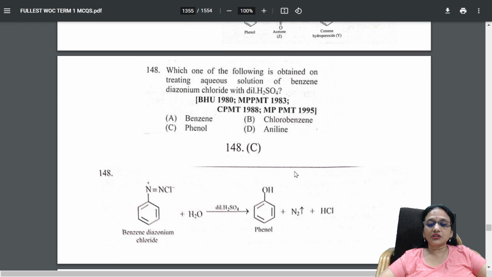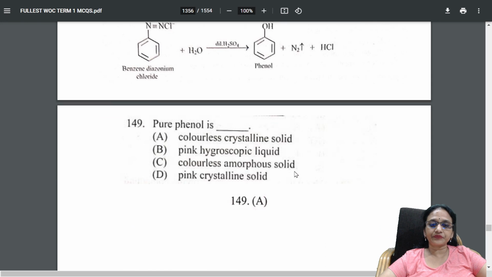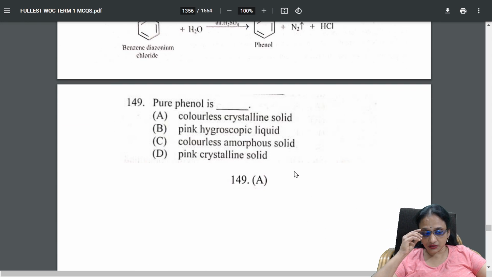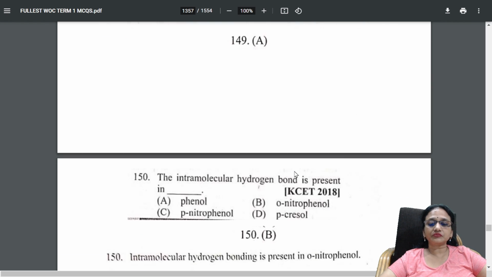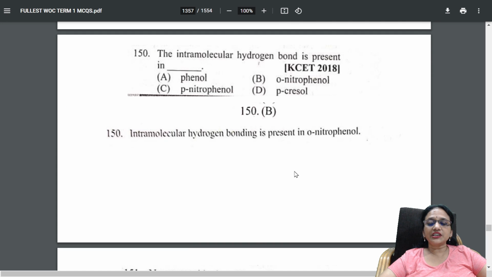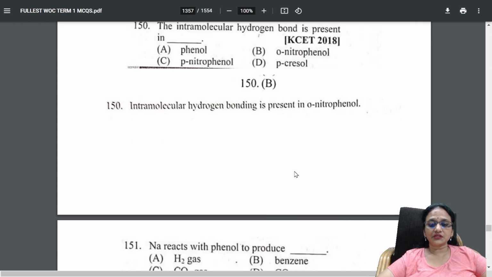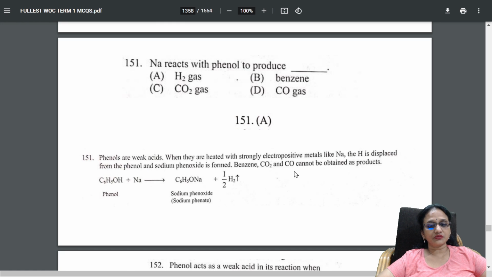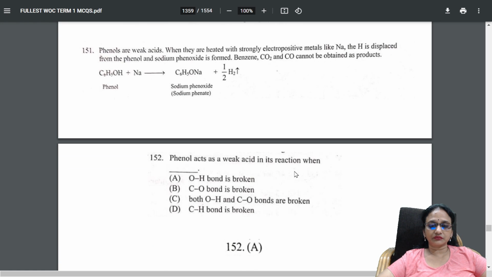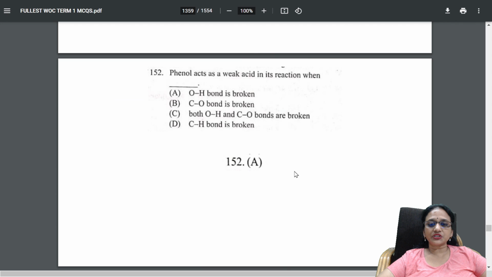One more question on conversion of benzene diazonium chloride to phenol. Pure phenol is prepared from what? What is the physical state of pure phenol? Then intramolecular hydrogen bond, which is more steam volatile, that sort of question. So first they will ask you the concept, and gradually they will take you into the reactions. Go through all the questions.